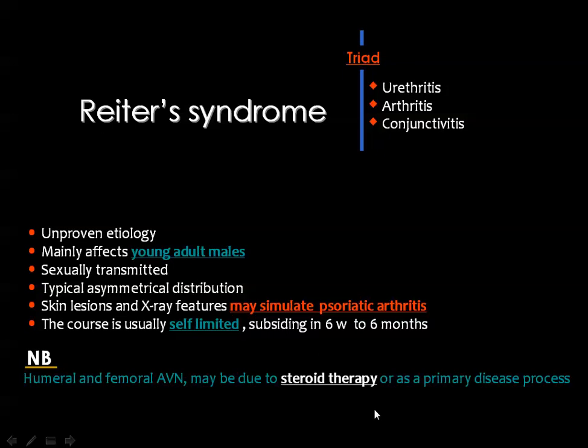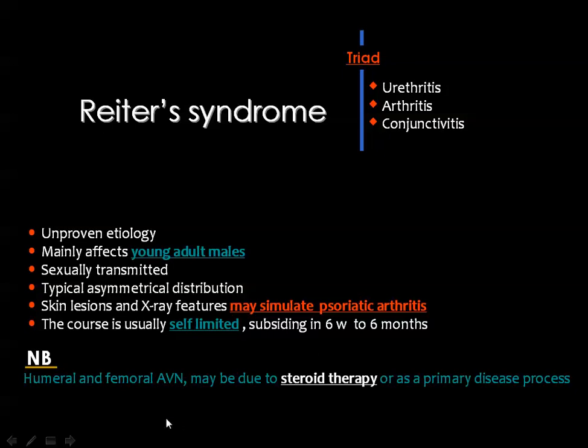And Reiter syndrome is a triad composed of urethritis, arthritis, and conjunctivitis. The etiology of the disease is unknown, and it usually affects young adult males. And this disease is sexually transmitted with asymmetrical distribution. The skin lesions and X-ray features may simulate psoriatic arthritis, but you go to the clinical triad, of course. In the urethritis and conjunctivitis, the course of the disease is usually self-limited and may subside within 6 weeks to 6 months.